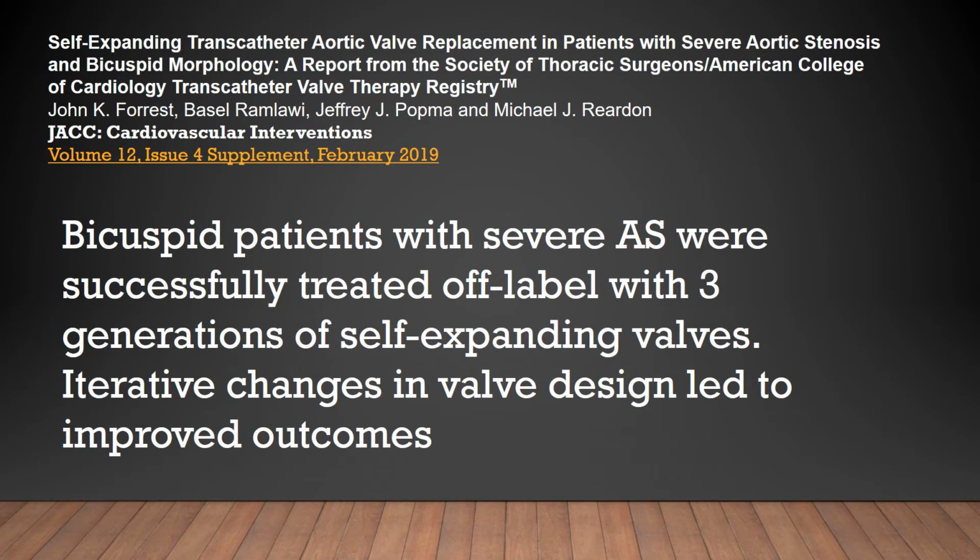So moving on, again, people feel that self-expanding valves may not fare as well as balloon expandable valves. So this is the study from the CoreValve family of trials. And in this, what they found was that bicuspid patients with severe AS were successfully treated off-label with 3 generations of self-expanding valves. And as the self-expanding valve generation changed to the newest generation, i.e. the Evolut R Pros, I'm assuming the degree of PVL and all those things have improved.